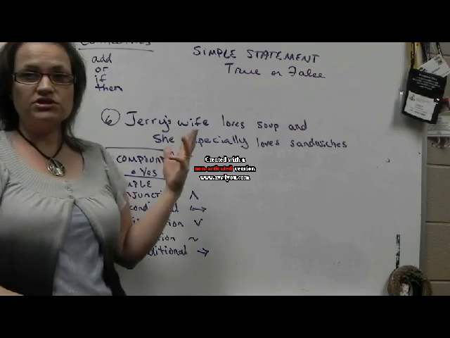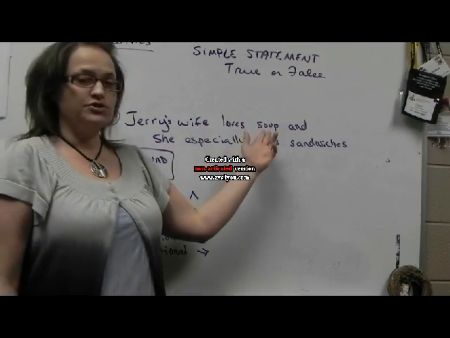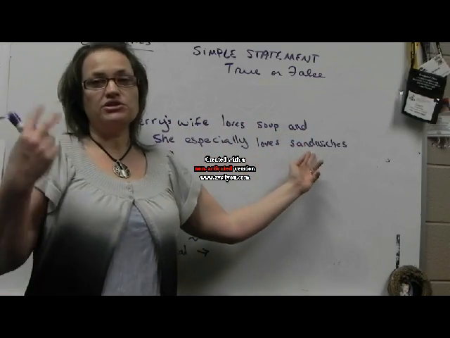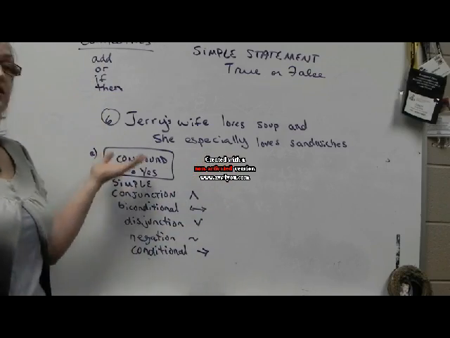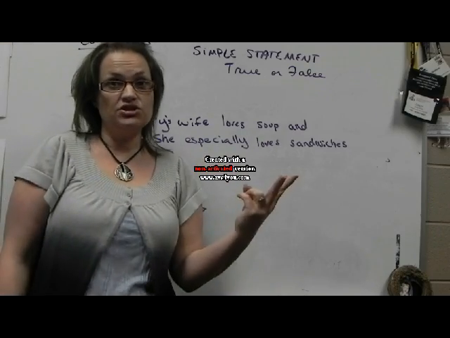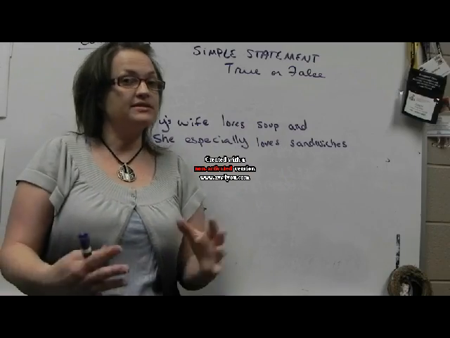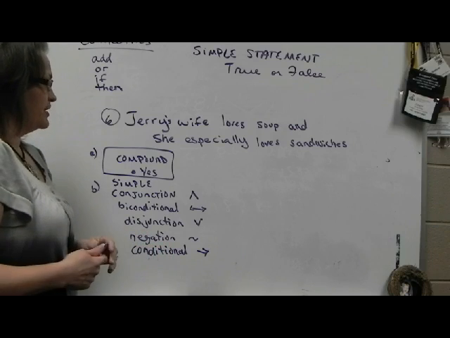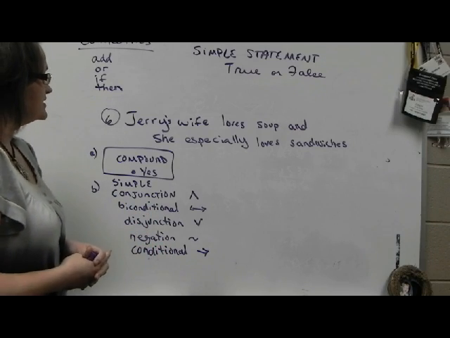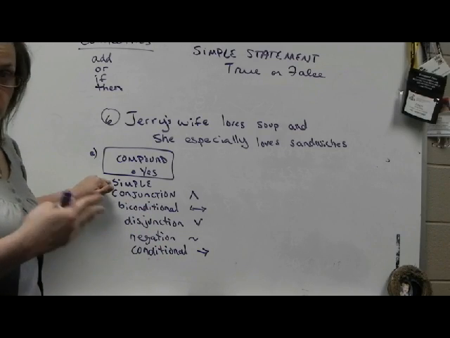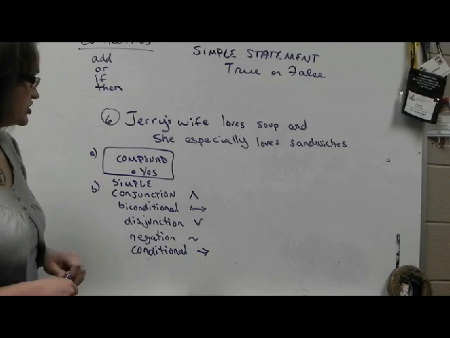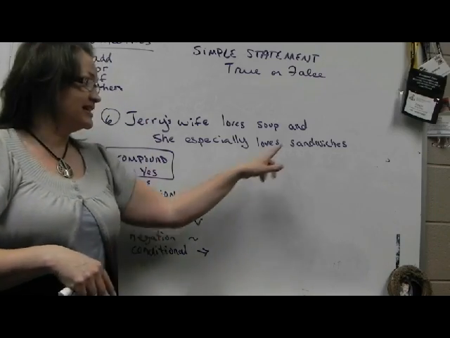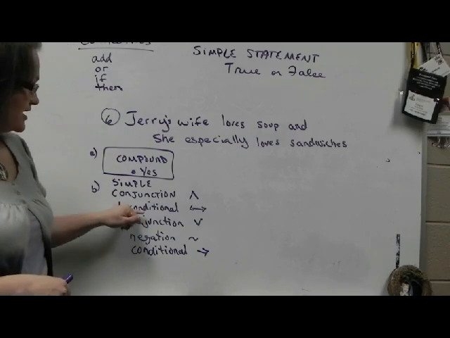So on number 6 on your study guide, it says Jerry's wife loves soup. That's one idea. And a connective, she especially loves sandwiches. A second thought. So our question is, is this a compound statement? Yes, it is. It's two thoughts, so we consider that a compound statement. Simple, remember, is just one thought. Then it asks us to tell what type of sentence that is. Simple, we've ruled that out. It's not simple. Conjunction is the kind of upside down V symbol that means and. That's exactly what we have here, and that's our winner.